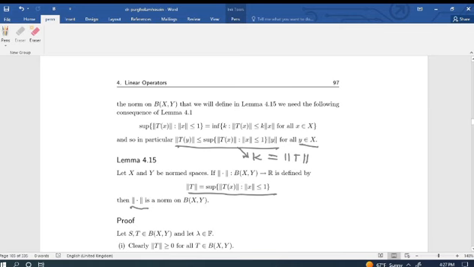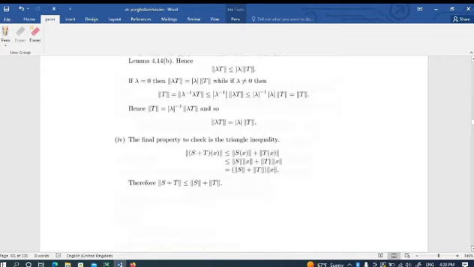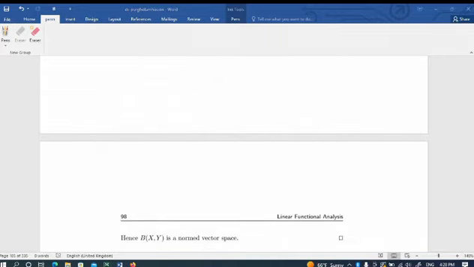Let X and Y be normed spaces. If this function from B(X, Y) to R is defined as the norm of T equals the supremum of the set of all norms of T(x) for all x such that the norm of x is less than or equal to 1, this function will be a norm on B(X, Y). The proof is a little difficult, so I left it for your study only.